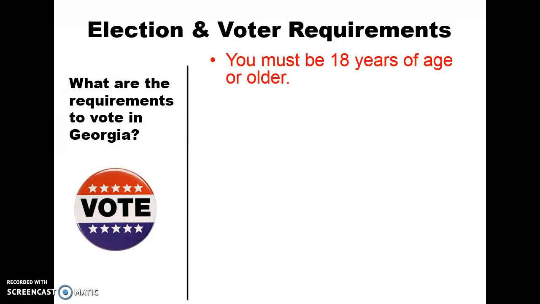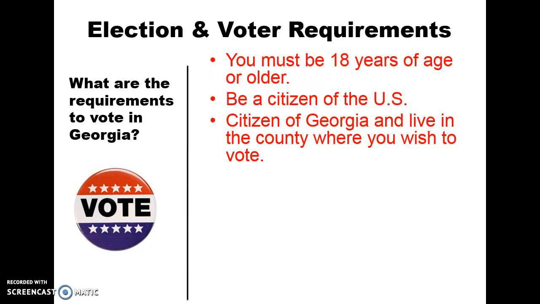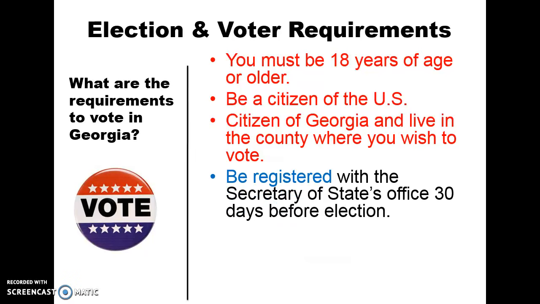Now, in order to be eligible to vote in Georgia and in any U.S. election, you have to be 18. You have to be a citizen of the United States. You have to be a citizen of Georgia and live in the county where you wish to vote. And you have to be registered 30 days before the election.